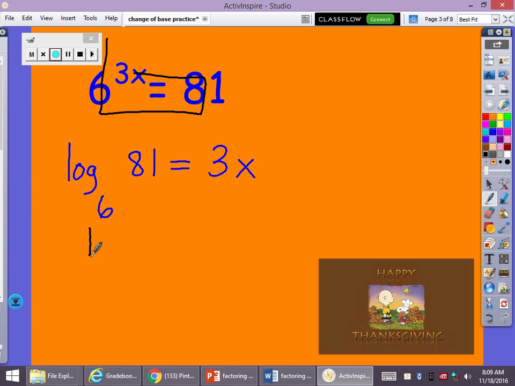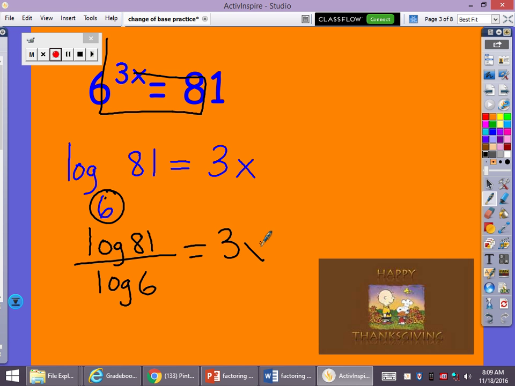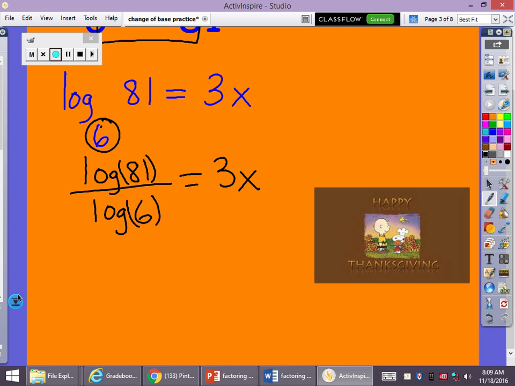So, I'm going to do log 81 divided by log of 6 because the base becomes the base of this one, equals 3x. So what am I going to type in my calculator? Log 81 divided by log 6. Get me an answer, please. 2.45 equals 3x. Now, how do I get x by itself? Inverse operation. Divide by 3.